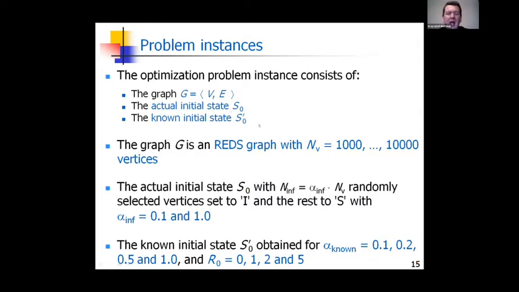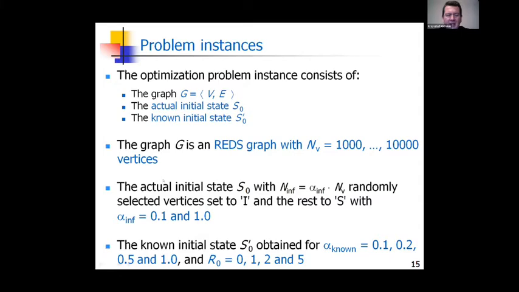For the graph, of course, it is important to say how many nodes there are, but also what's the architecture of the network. And in this case, we assumed that the network is an REDS graph. So it's a very interesting model which simulates a social network structure. Of course, there is no time to discuss it in detail.